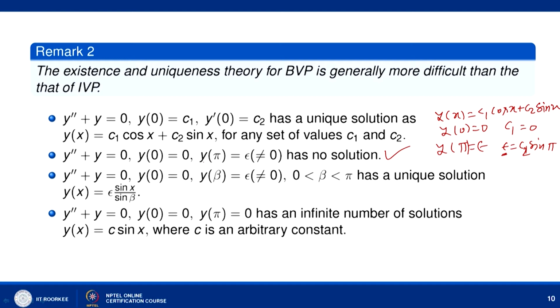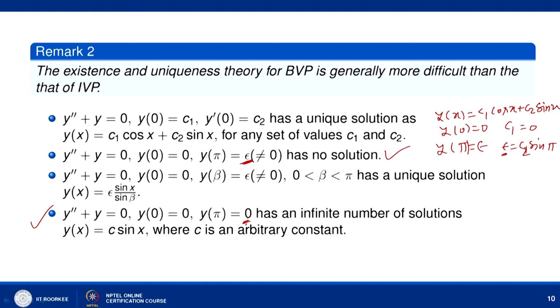So, simply say that when y of pi is some non-zero value, then it has no solution. But suppose you look at this case, that here y double dash plus y equal to 0, y 0 equal to 0, y pi equal to epsilon. Now here we have taken the value epsilon, but if you take epsilon to be any value, maybe very small, still it will have no solution. But if you take epsilon as 0, then we can easily check that it has infinitely many solutions.